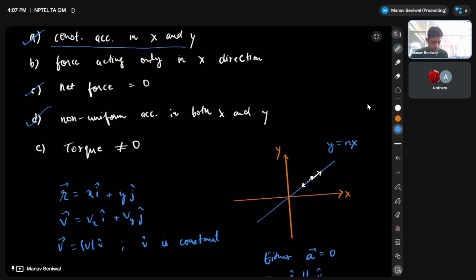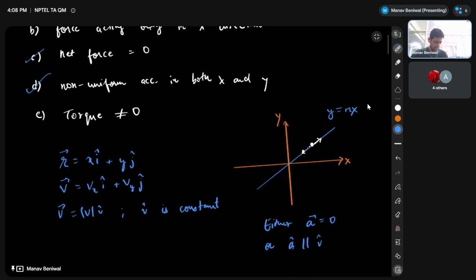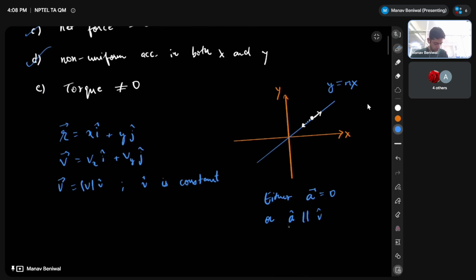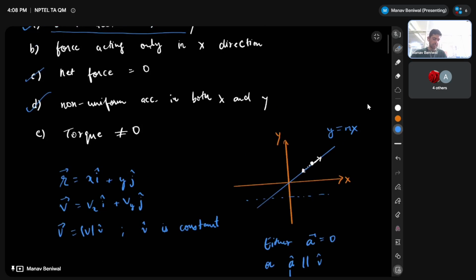So, force acting only in x direction. If my force is acting only in x direction, then what will happen? My a cap is only along x direction, right? So if my trajectory were to be parallel like this, then this would have been possible. But for a general straight line, this statement is not true.